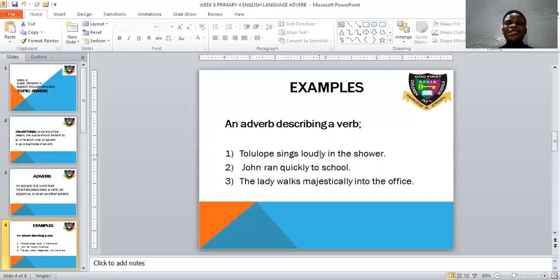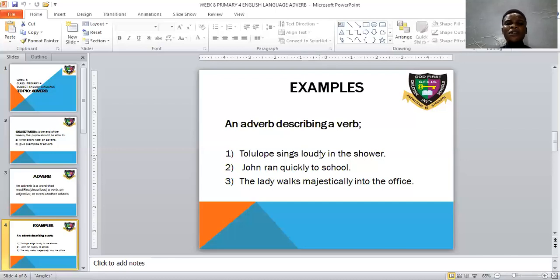The adverb is describing what? It is describing the verb sing. I could as well say Tolulope sings in the shower without putting loudly. But now I want to tell people how loud, how much Tolulope sings. Then I said Tolulope sings loudly in the shower. Is that taken out?